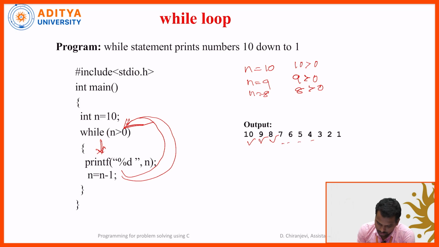Similarly it will be true up to 1. So after printing n value 1, 1 greater than 0, so true. Now it will update. So n value became 0. Now after updating n value to 0, it will check 0 greater than 0, that is false. If it is false, control will be transferred to outside the loop. So outside the loop nothing is there, just the curly brace for the end of the main function. So now program execution is over, so it will terminate.